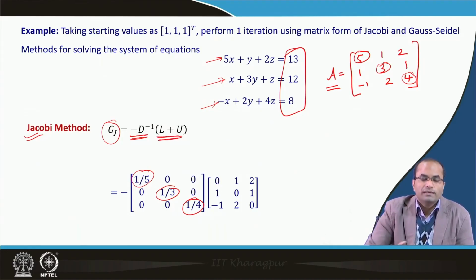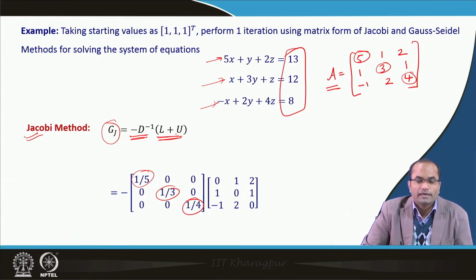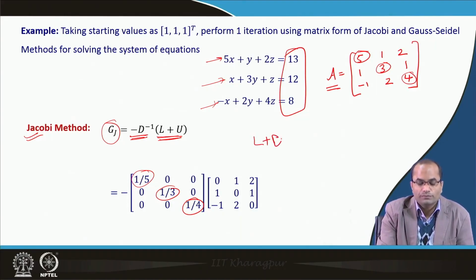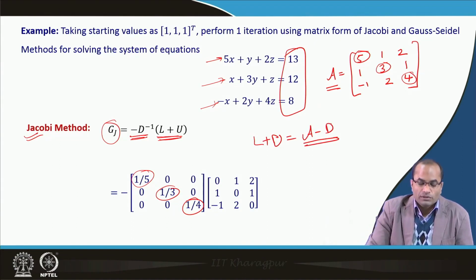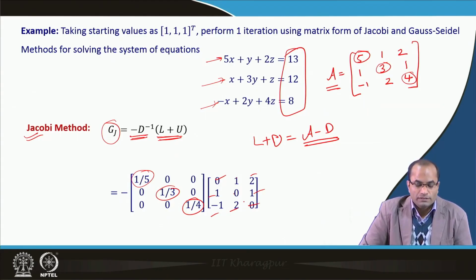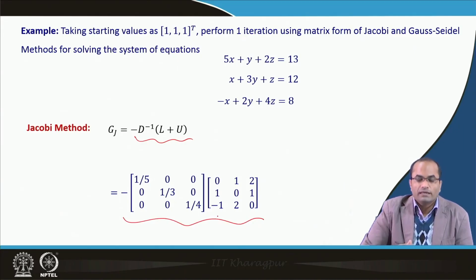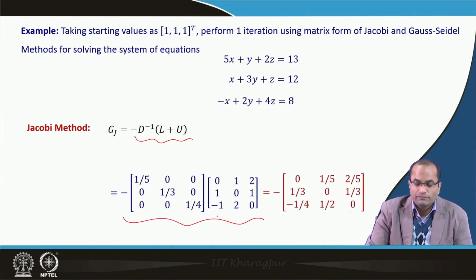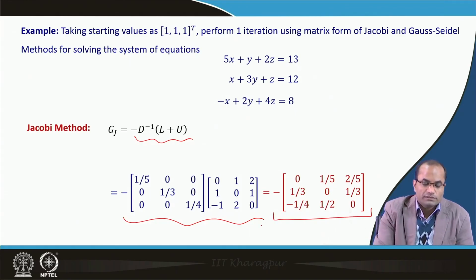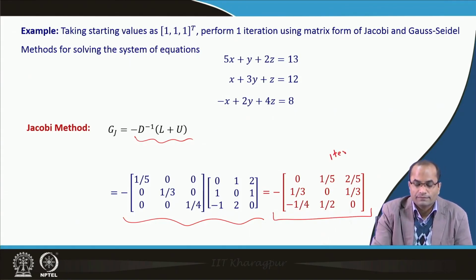And L plus U. L is the lower triangular, U is the upper triangular. When we add them, it is nothing but A minus D. So, L plus U is nothing but matrix A with the diagonal entries removed, so we set 0 0 0 on the diagonal and everything else is the same. So, we got minus D inverse and this L plus U, we can multiply these two matrices and we will get a new matrix, which is our iteration matrix.